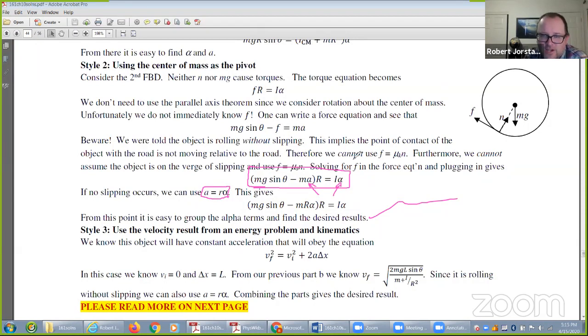I do see there's some chat activity. I'll get there in just a second. And then I'm going to do this last one really quick. This is another cool way to do rolling motion. If you do the energy problem, you can do energy and then just slap in some kinematics and get it that way. So either style 1 or style 3 seem to be the way to go. And again, style 2 is totally valid. I'm going to stop for a second and check all those chats.